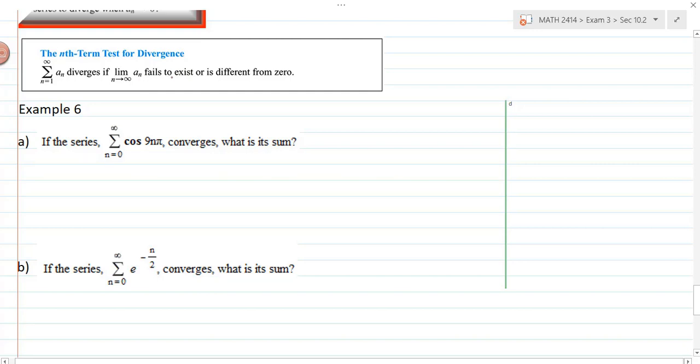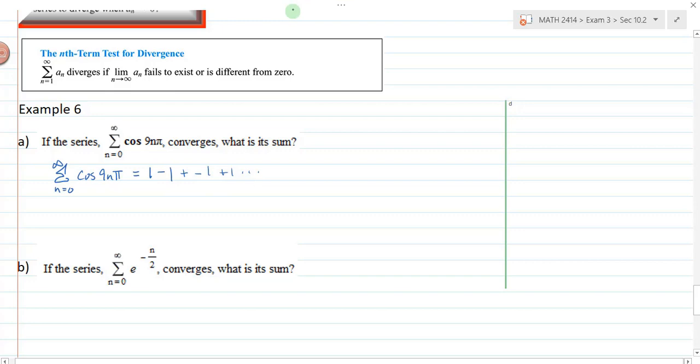In example 6, we're told, if the series converges, what is its sum? Well, if we expand out the terms in this series, starting at n equals 0, cosine of 0 is 1. When n is equal to 1, I would get cosine of 9 pi. 9 pi is odd, so that would be negative 1. If n is equal to 2, I would get cosine of 18 pi. 18 pi is on the positive x-axis, so that would give me positive 1. And then negative 1, and so forth and so on. This would just oscillate between 1 and negative 1. These terms would. So would this series converge?